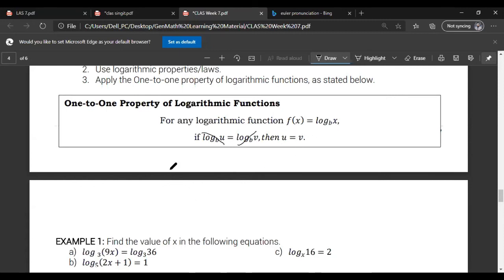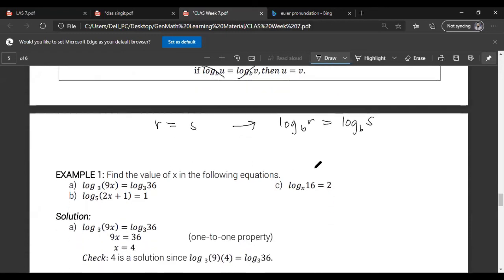Kapag wala tayong logarithm sa both sides of the equation, pwede nating lagyan. Kunwari, meron tayong r is equal to s, pwede natin siyang lagyan ng logarithm. So, we have logarithm of r with the base b is equal to the logarithm of s with the base b. Okay?